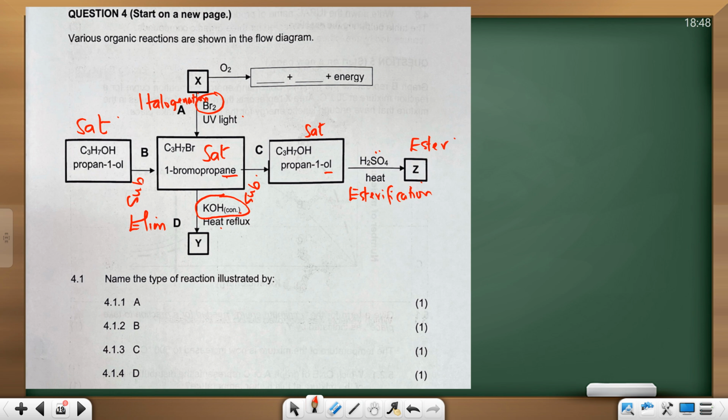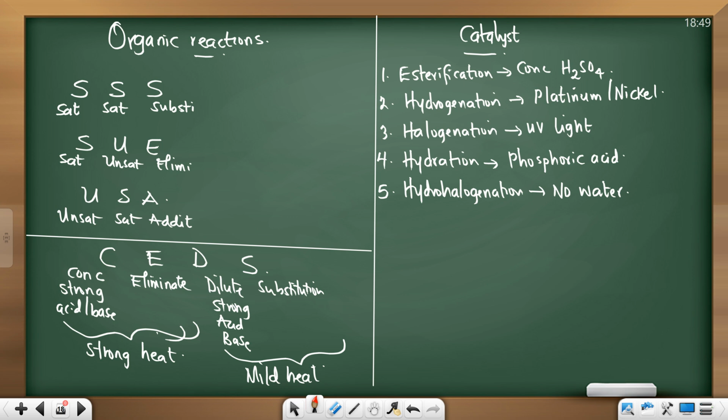By the way, X. Wait, do you notice? Please check. I am moving from something X to a saturated compound. It is either going to be an addition or a substitution. I cannot have elimination. Right? If you check, which one ends in saturated? It is either substitution or addition.